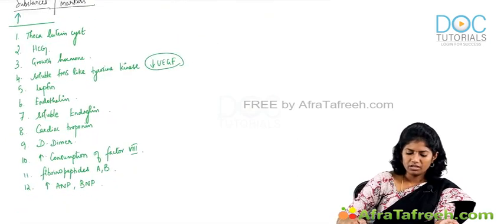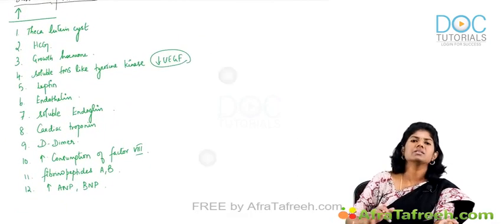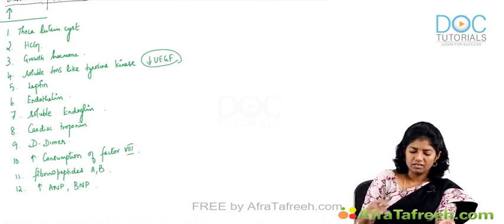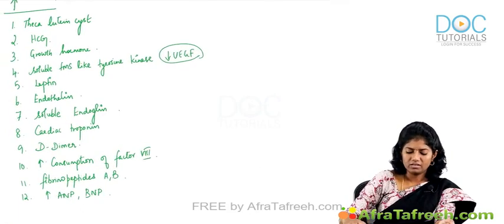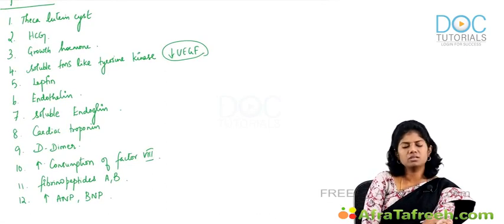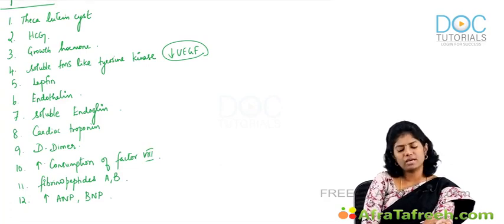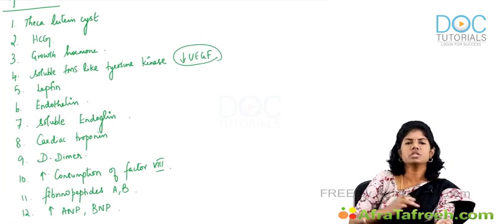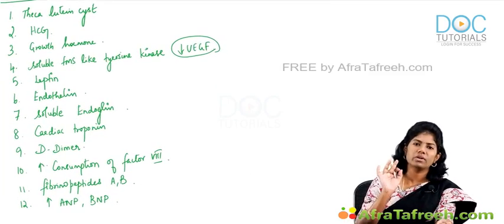So, I am repeating, the substances or markers that increase with preeclampsia are theca lutein cyst, HCG levels, growth hormone, soluble FMS like tyrosine kinase, leptin, endothelin, soluble endoglin, cardiac troponin, D-dimer, increased consumption of factor 8, fibrinopeptides A and B, and atrial and brain natriuretic peptide. Out of which, what are the MCQ points?